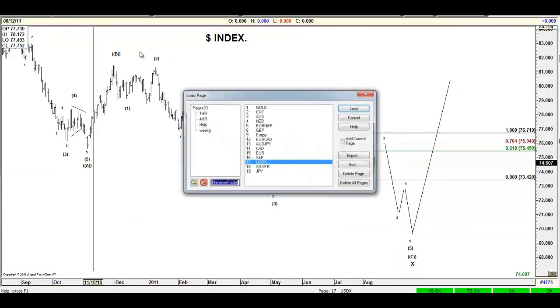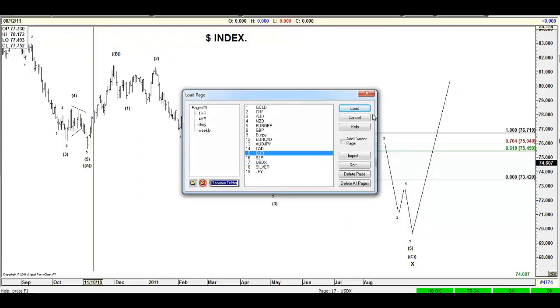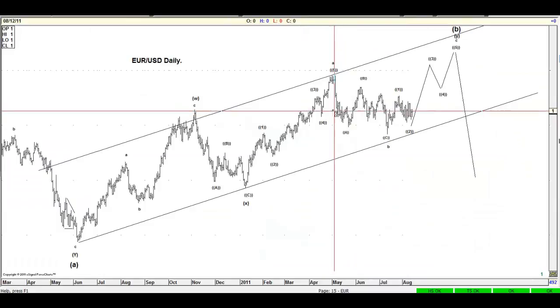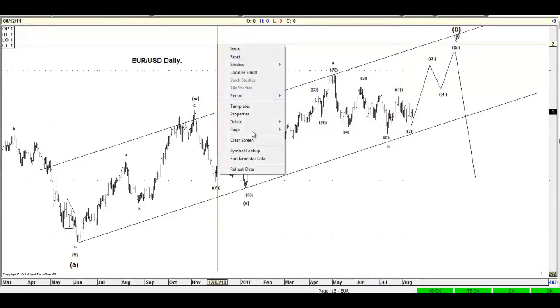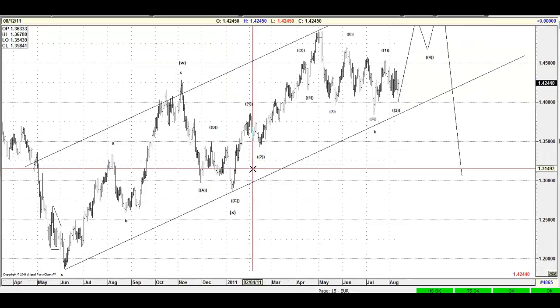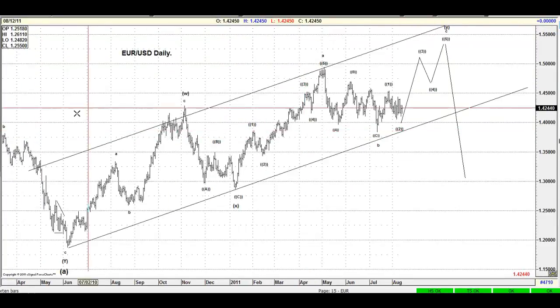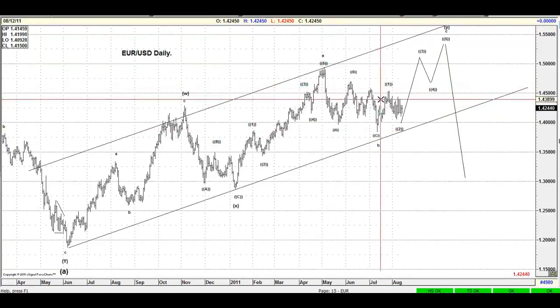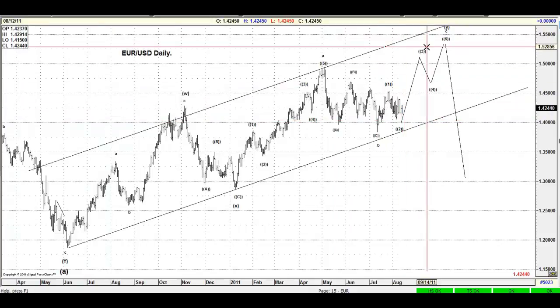Now, for the euro, it is about the same scenario. What we see for the euro is that on the 4 hours or less, it needs to trade around 140 before turning higher.